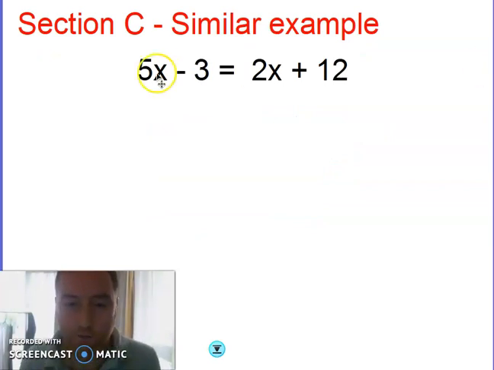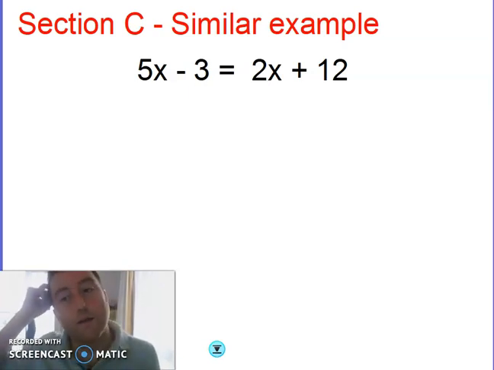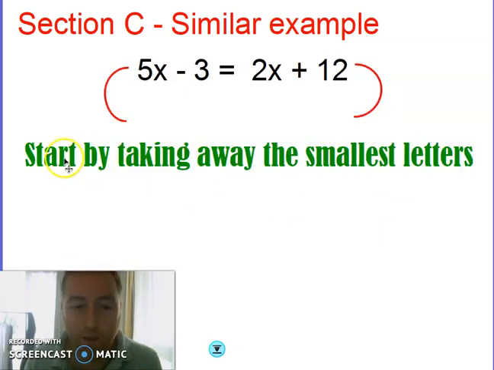So now we've got letters and numbers on this side, letters and numbers on this side. We've added a bit more complexity. I'm going to give you a rule here. There's lots of ways to solve this, but this rule helps me just get started. I find it's a good way to start. So my rule is start by taking away the smallest letters.